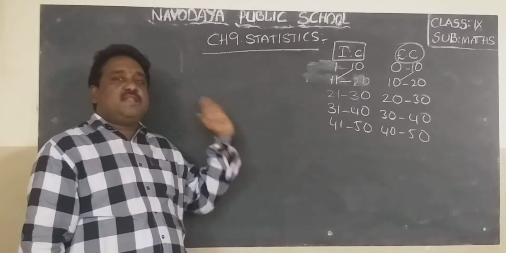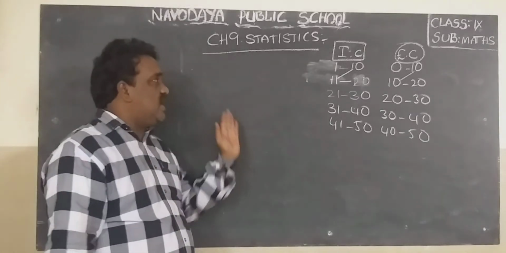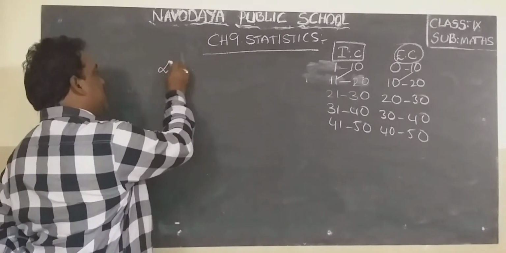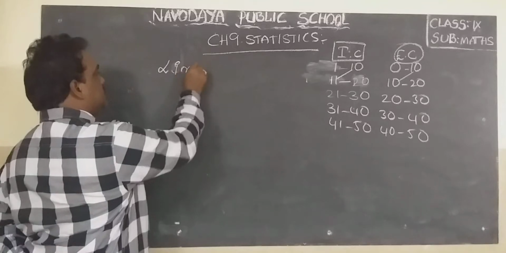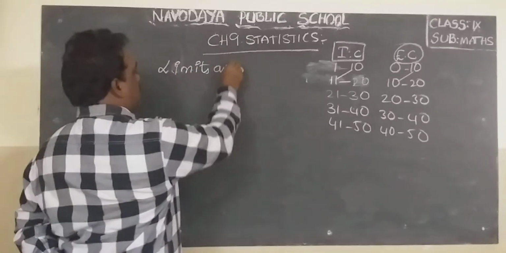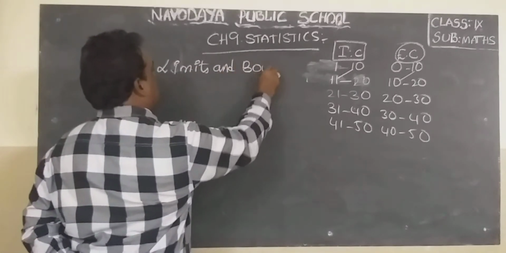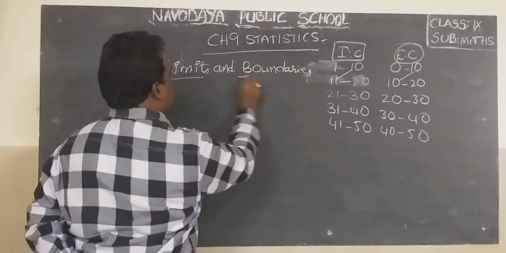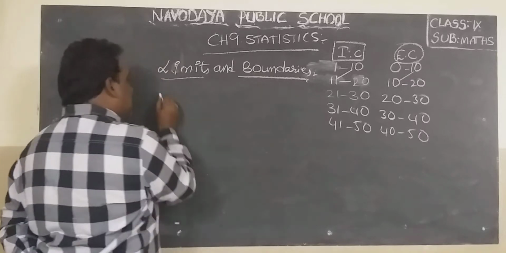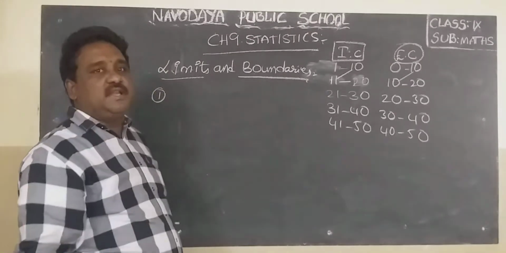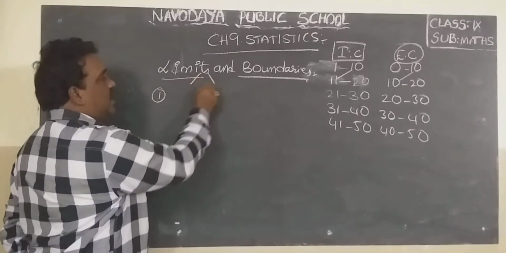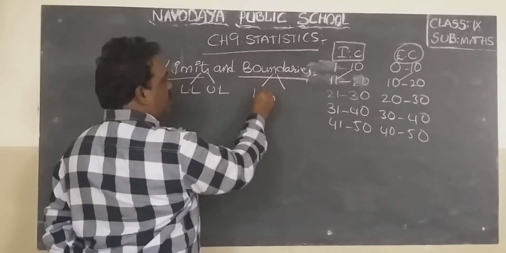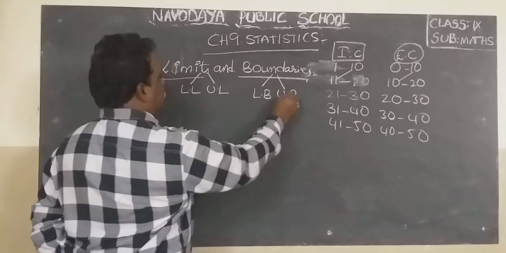Then classes are of two types: inclusive classes and exclusive classes. One more topic was completed yesterday: limits and boundaries. What are limits and what are boundaries? I told you yesterday. Limits are of two types: lower limit and upper limit. Boundaries are of two types: lower boundary and upper boundary.